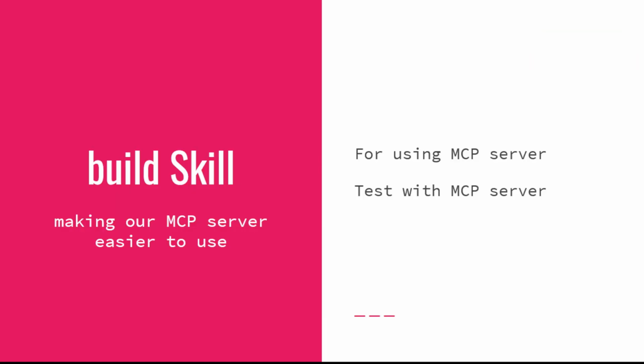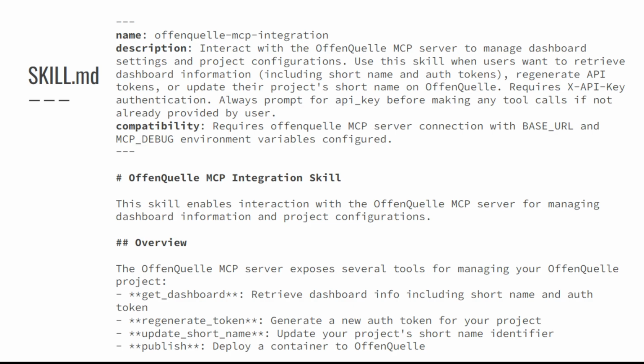Now let's move on to building a skill. So for this, we're going to use the MCP server, and we're going to test it with the MCP server. So the first block is, you can see the OffenQuell MCP integration. And then we have a description here of interact with the server. And it's very important to get this description right. I can't stress that enough.